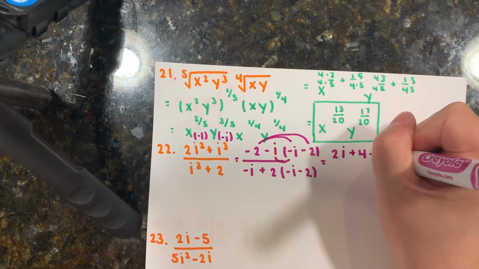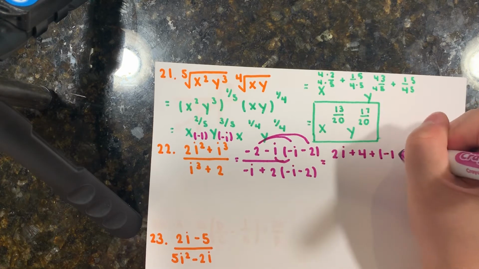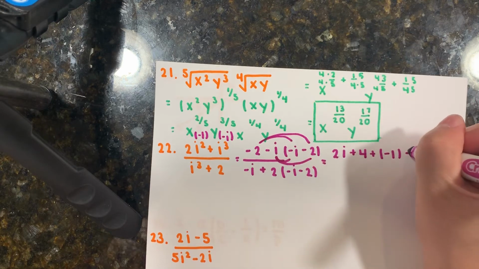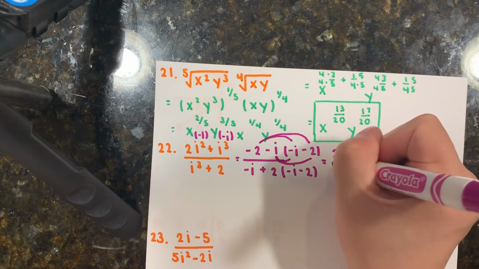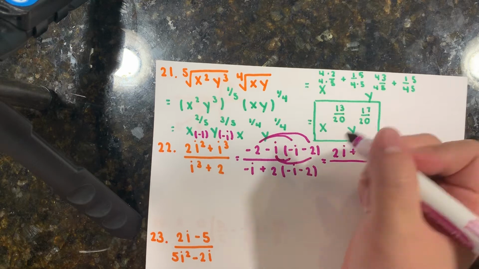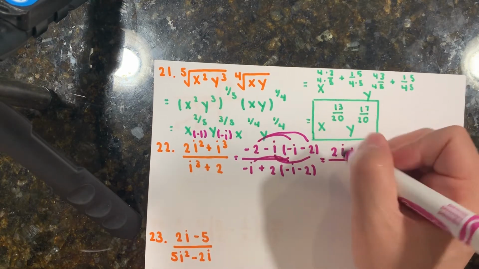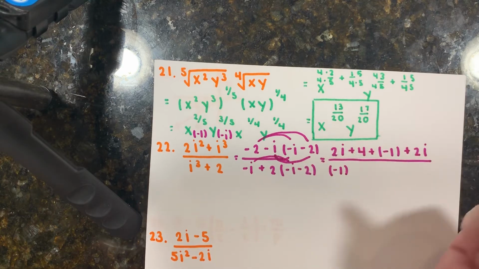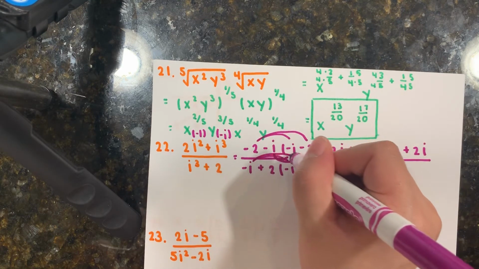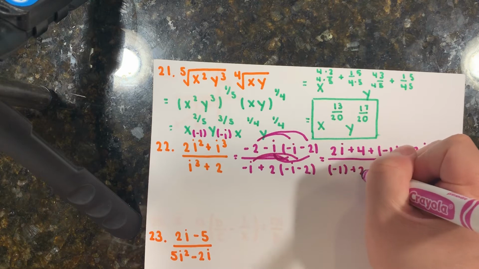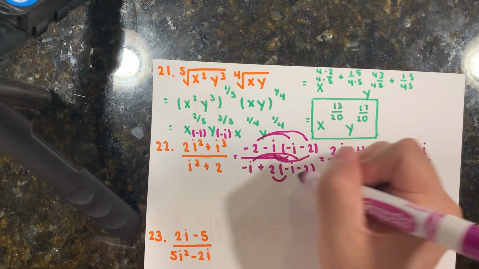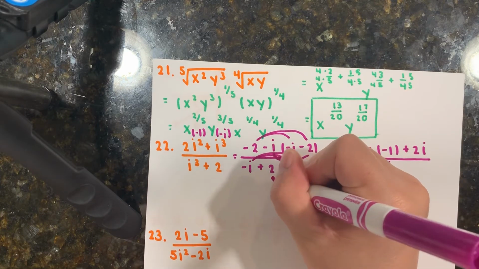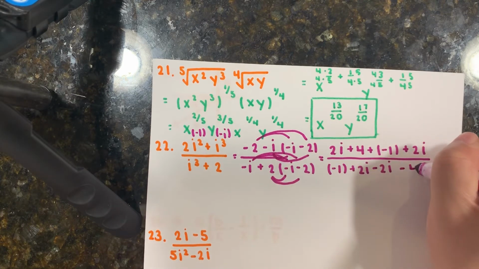-I times -I would be positive I squared, and I squared is equal to -1. And -I times -2 would be positive 2I. Now in my denominator, I have -I times -I, which would again be positive I squared, but I squared is equal to -1. -I times -2 would be 2I. 2I times -I would be -2I, and then 2 times -2 would be -4.